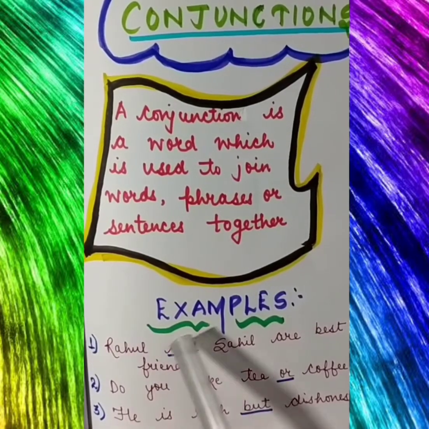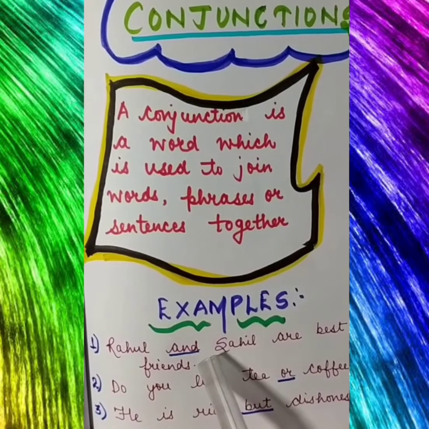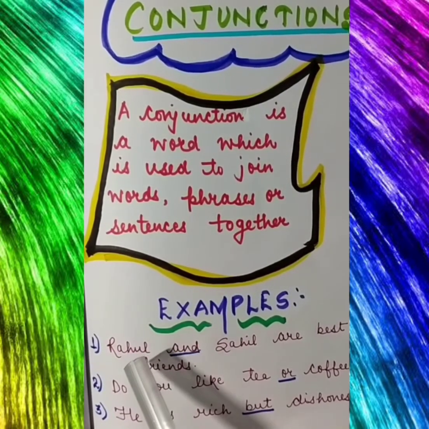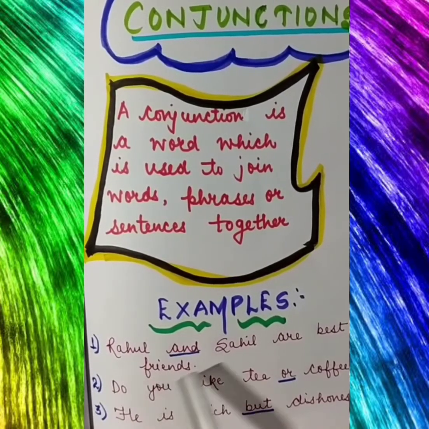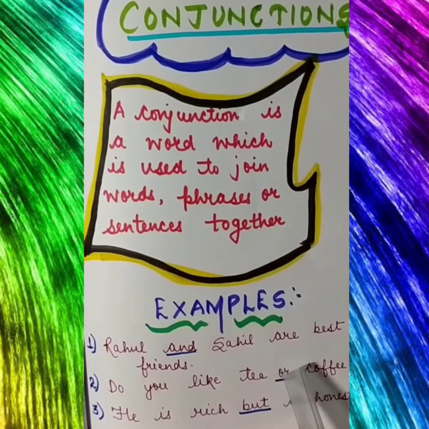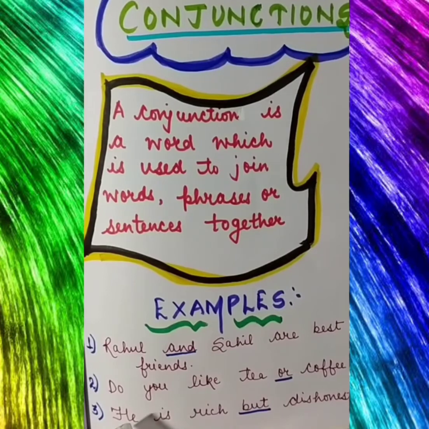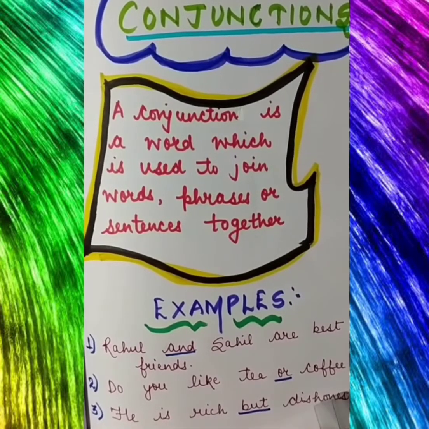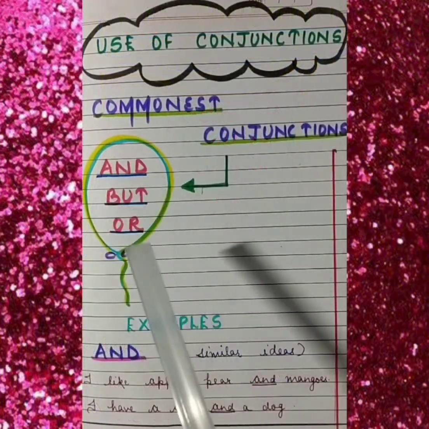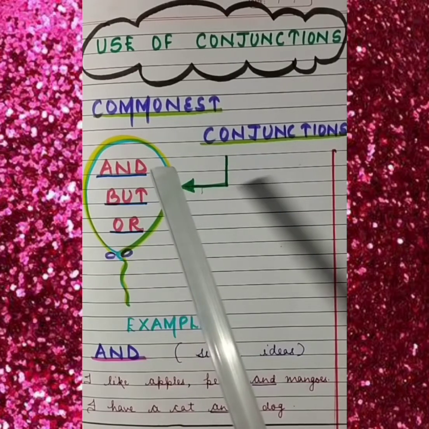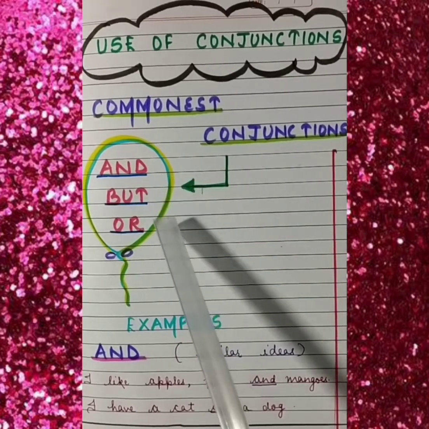First one, Rahul and Sahil are best friends. So these are the two words that are joined with the conjunction and. Second, do you like tea or coffee? Here also we are joining two words with the conjunction or. Third one, he is rich but dishonest. Here we are joining with but. Now these are some of the commonest conjunctions which are commonly used, that is and, but, or.